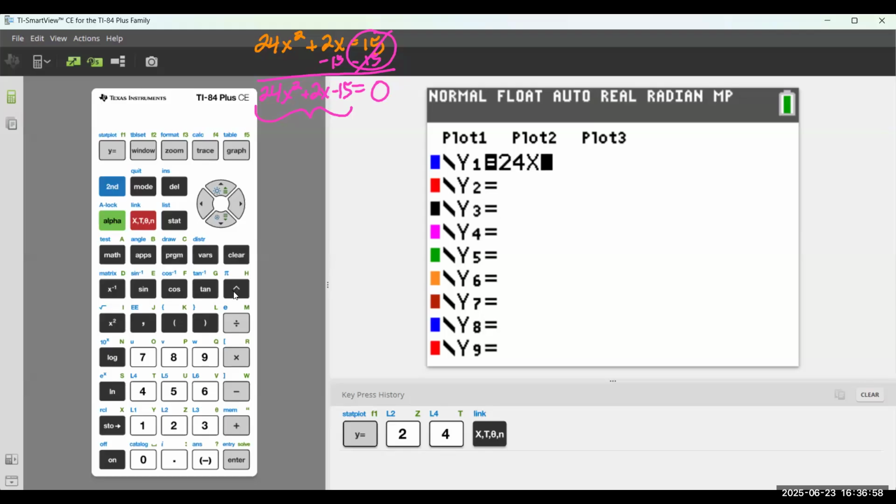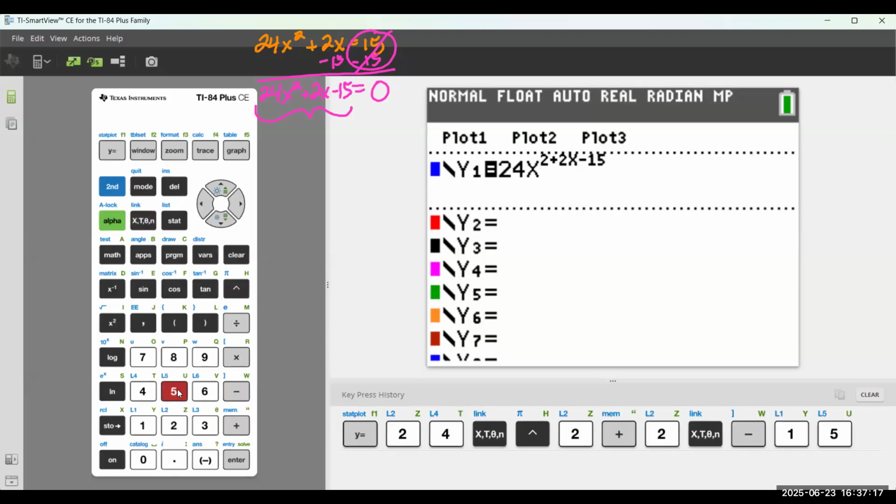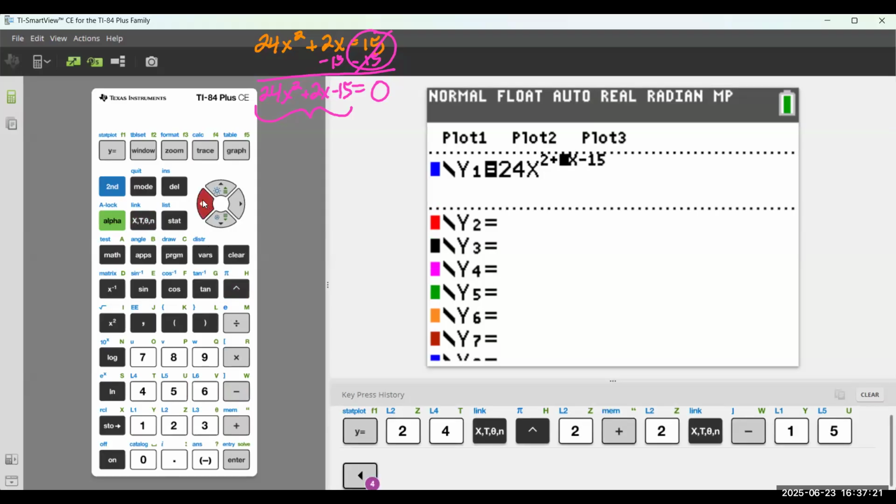It's the, I call it the caret button, but it is your exponent button. However, it does not pop over where you continue typing. So if I typed this caret button and I typed squared and I kept typing the problem plus 2x minus 15, there's an issue. It kept writing up in the power. I don't want that to happen.